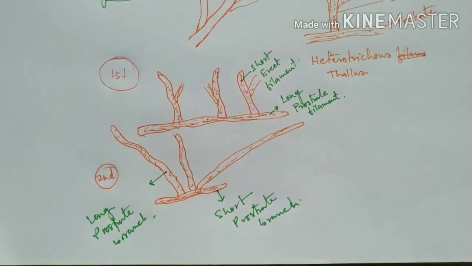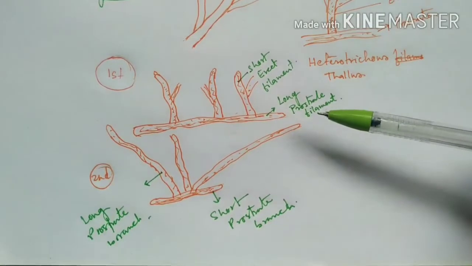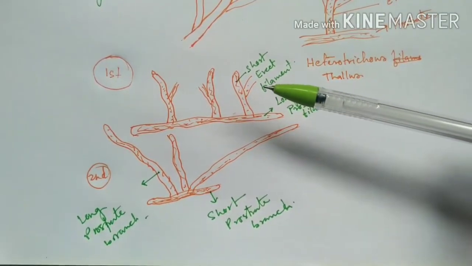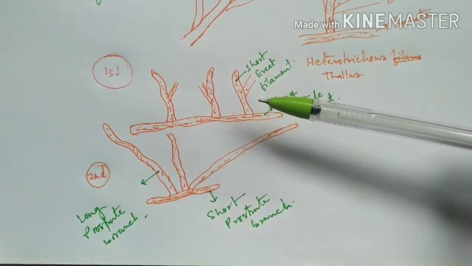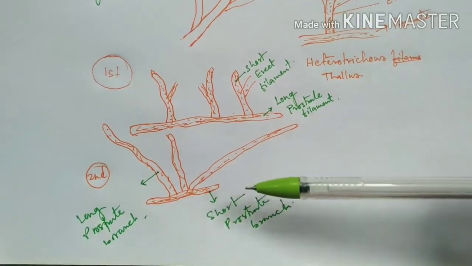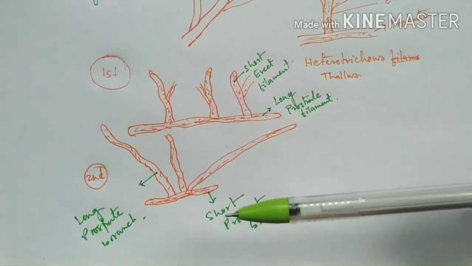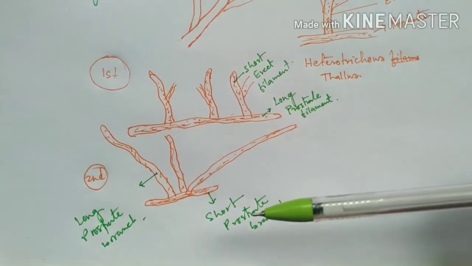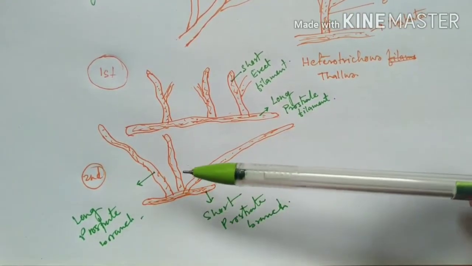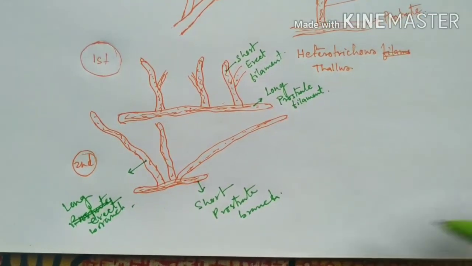If the prostrate filament is long, then the erect filament is short, and vice versa also occurs in some cases, where short prostrate filaments are present, then long erect branches are present in the Trentepohlia thallus. So this is a long erect filament.